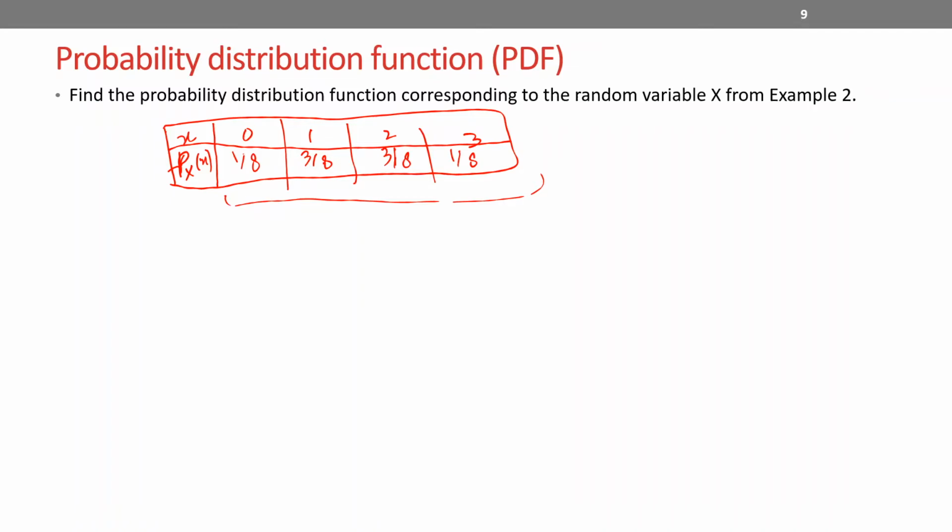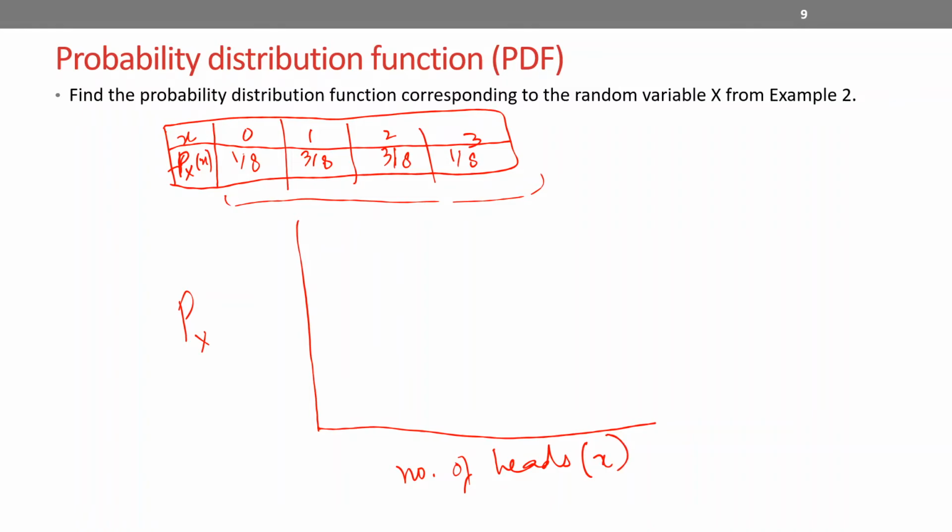A better way to visualize this is usually graphically. So let's actually draw that here. Let's say on this side is my probability, the PDF, right? And here is the number of heads, that's x, right? So I have this 0 step, 1 step, 2, and 3, and this is all the possible values that my x can take. And let's assume here I have these divisions, 1/8, 2/8, 3/8, because this is the maximum possible, right?